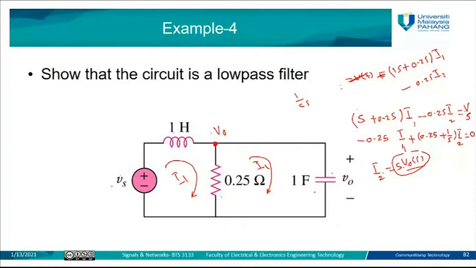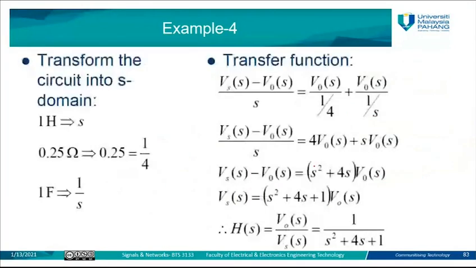It will be the same as we have here. Okay, so first you need to convert Henry to S. This will be the inductor, S. 0.25 becomes 0.25, nothing changed. 1 farad becomes 1 over S.